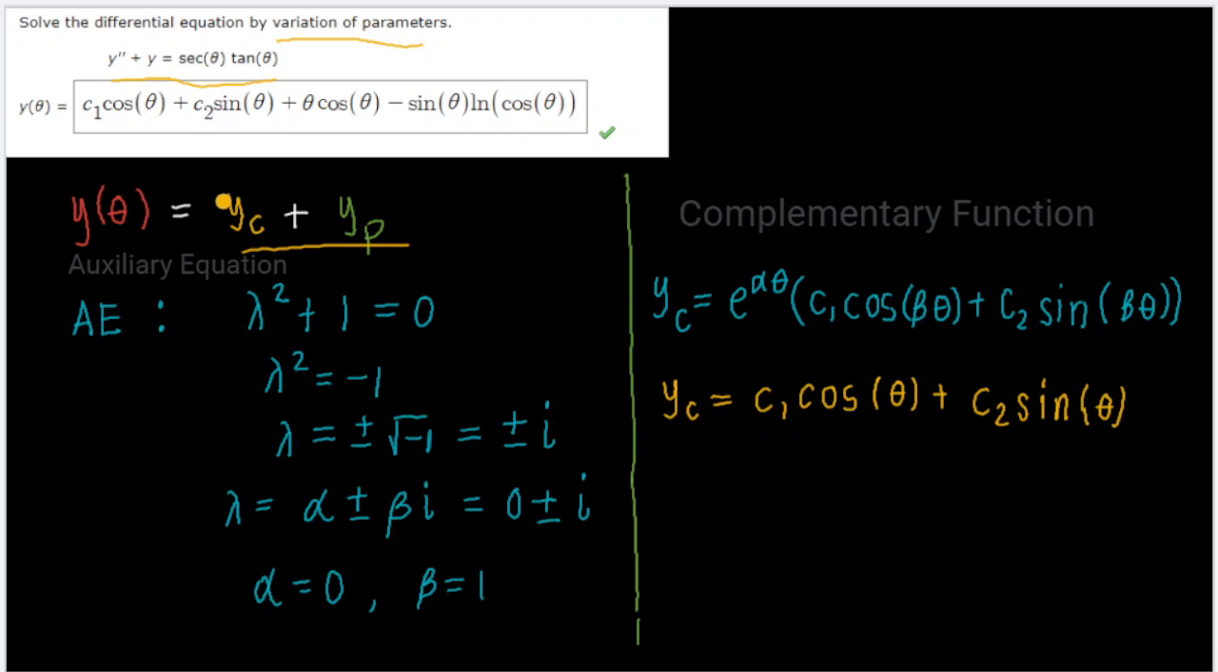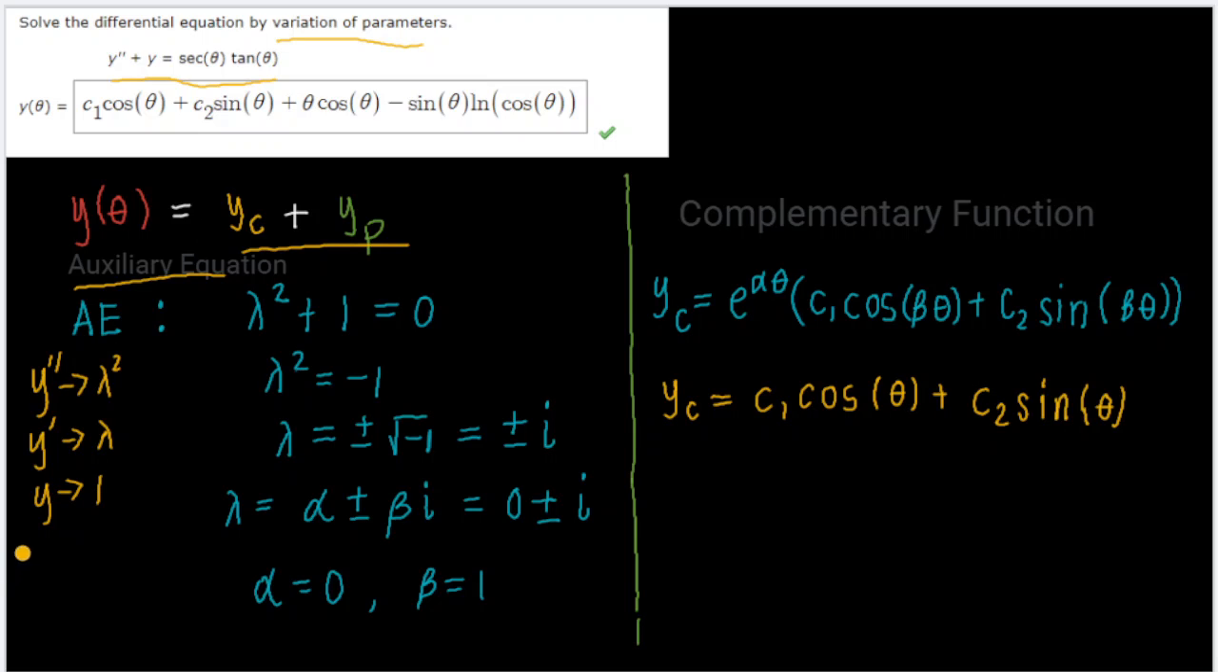Our yc is the complementary function and our yp is the particular solution. Now first let's find the yc, the complementary function, and to find it, let's find first the auxiliary equation. To find the auxiliary equation, we must refer to the left side expression of our differential equation, y double prime plus y. For y double prime, you just change that to lambda squared, for y prime you just change that to lambda, and for y you just change that to 1.